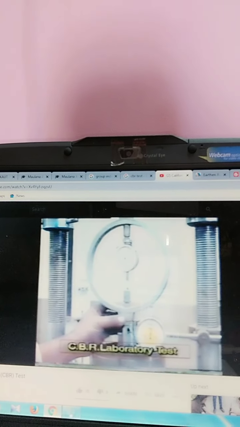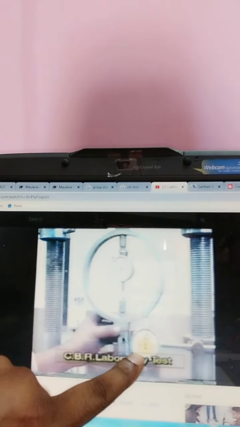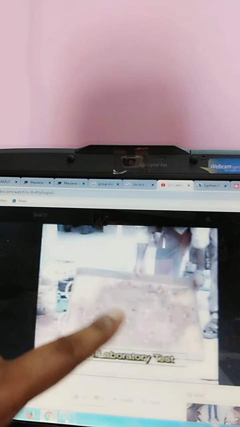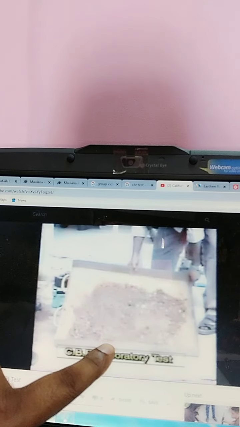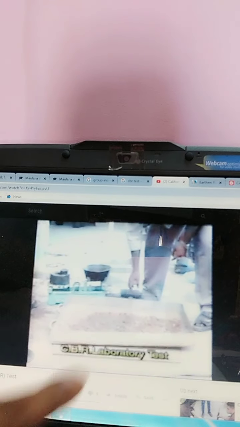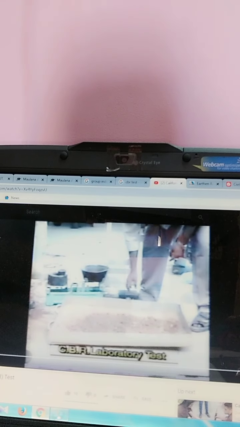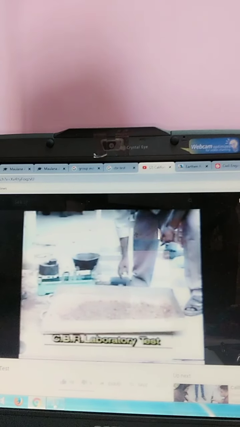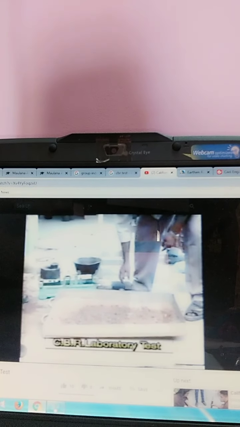This is the mold, they are compacting. This is the proving ring. This one is the dial gauge. This is a load. This is the soil. So in this way you will have to take the soil. After taking this soil, I will tell you what you will have to do.